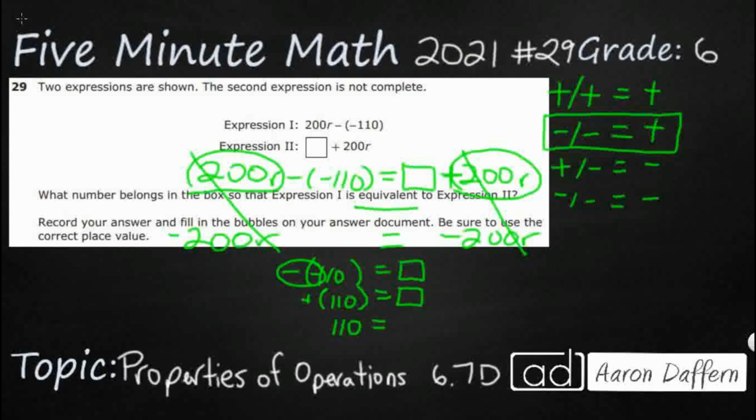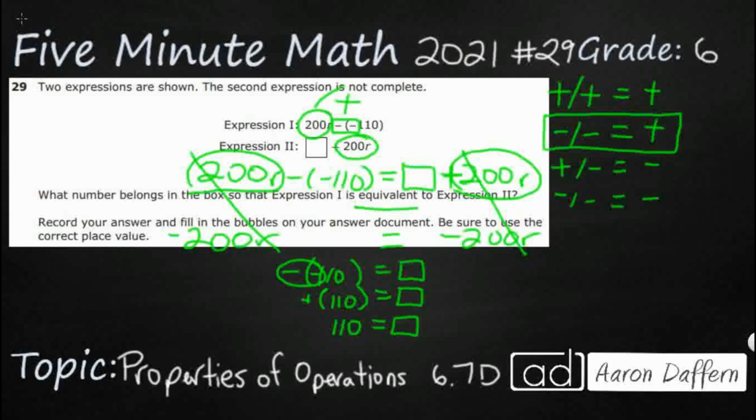If we don't put a sign in front of that 110, it's going to be assumed it is a positive. So we could have done that without making this an equation, because really we would have seen that this 200r is the same as this 200r. And so the big difference is what do we do with this minusing a negative, and that becomes a positive.